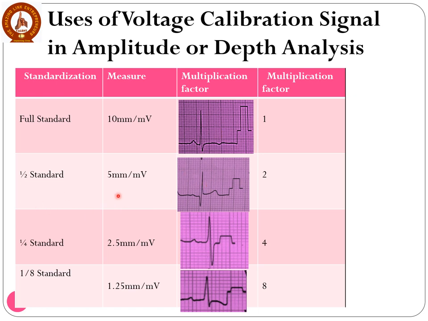But for half standard, how do we address the situation here? You look at the height of the voltage calibration signal, which is 5. That means the ECG machine has reduced the voltage or the depth by a factor of 2. So you must multiply by the factor by which this machine reduces, and this factor here is 2. Let's look at the amplitude of the R wave here. It has 4 up here, plus 5, plus 4 down here. That will give us 13. So the real amplitude of the R wave will be 13 times 2. That will give us 26 millimeter.